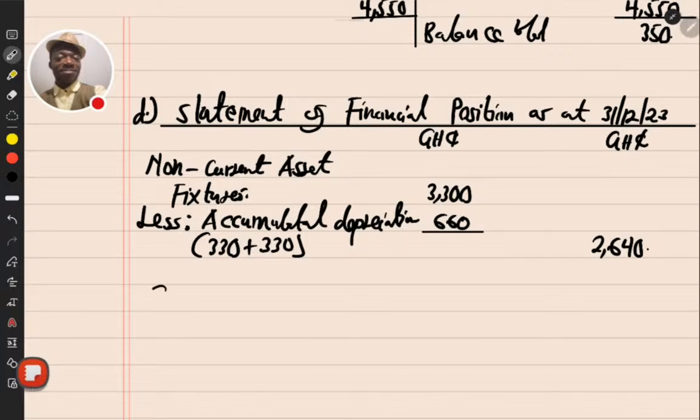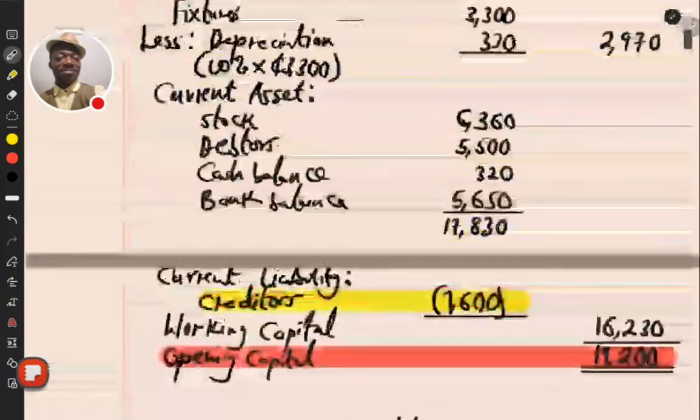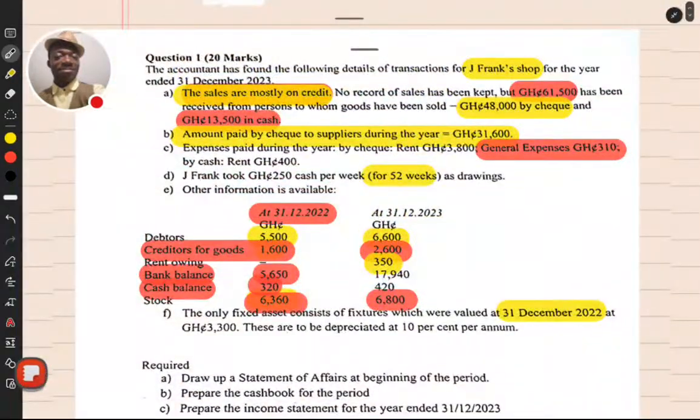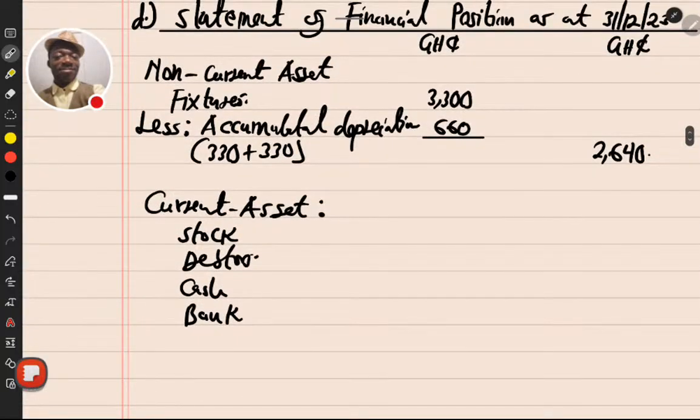So we come back to the current asset. Okay. Current asset. So as always, we start with the first line item, stock. We can talk about debtors, cash, bank. If we have any prepayment, we bring it up. So what was our stock value as at the year ended? We were told that this was 6,800, so we bring that up. 6,800. So you'll have that here.